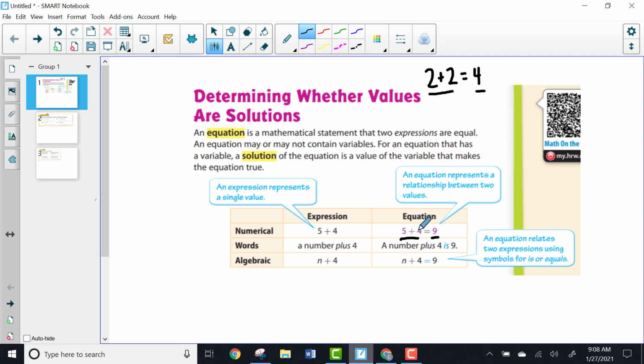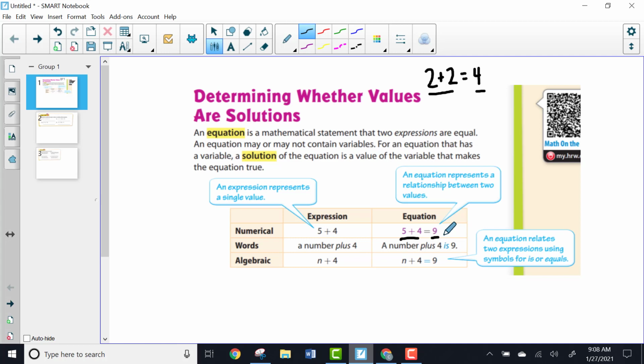In order for an equation to be true, the left side must equal the right side. If the left side does not equal the right side, that means the equation is not true. In other words, if I said 5 plus 4 equals 10, that would not be correct. Think about a balancing scale. The left side must have the same weight as the right side in order for it to balance. Same thing with an equation.